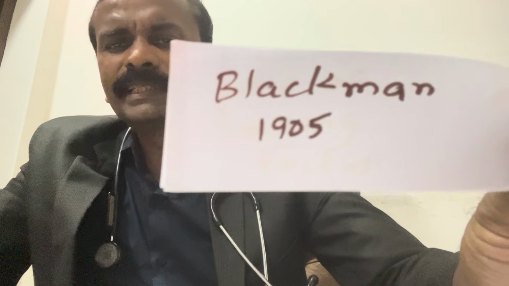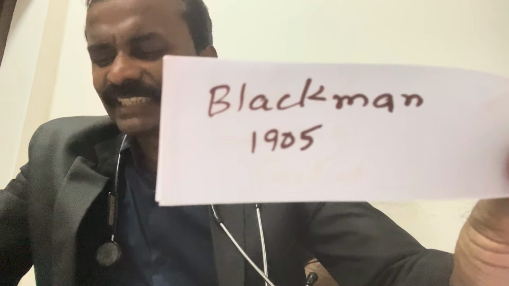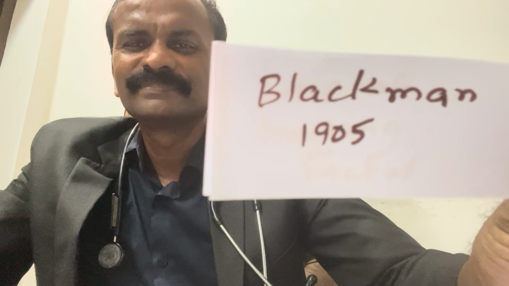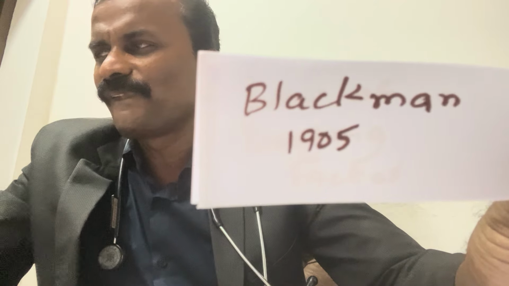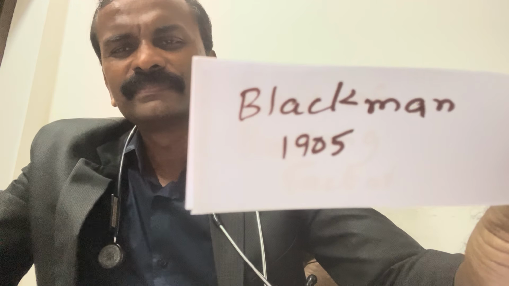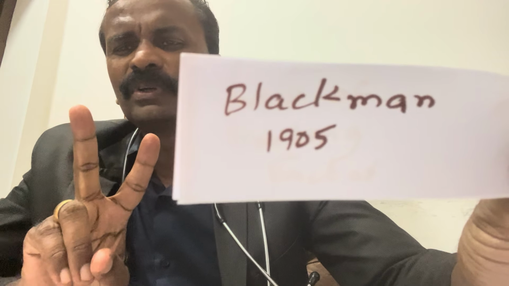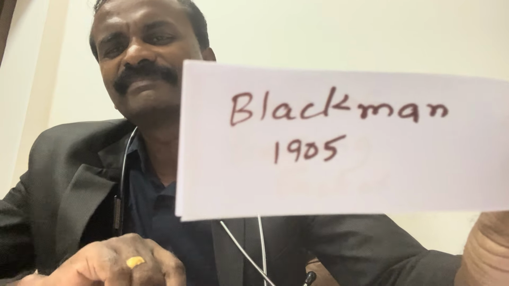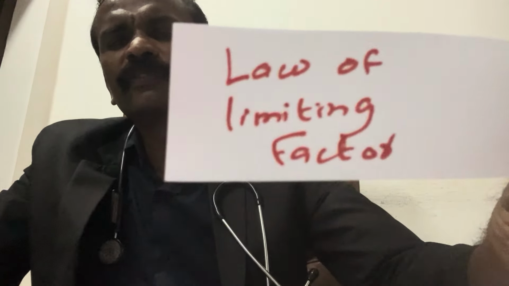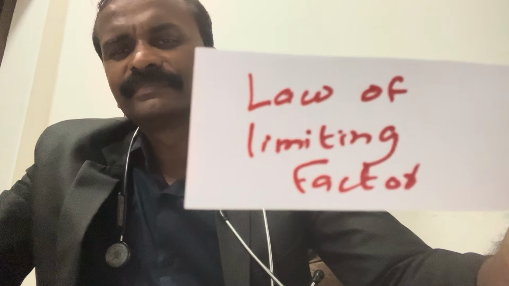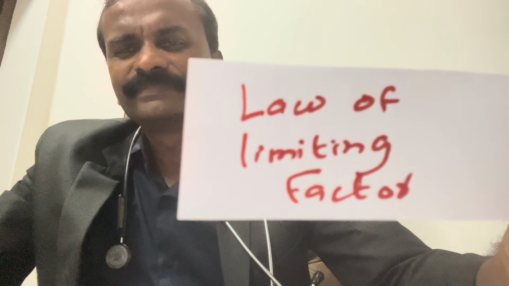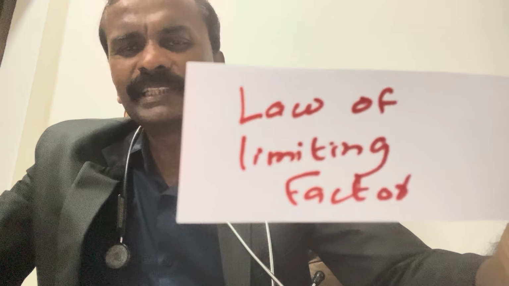Black man in 1905. What did he invent or discover? Every year they are asking two names like this. Every year they are asking two names and two years. Black man. Law of limiting factor. Law of limiting factor. Black man. Don't forget the year, okay?